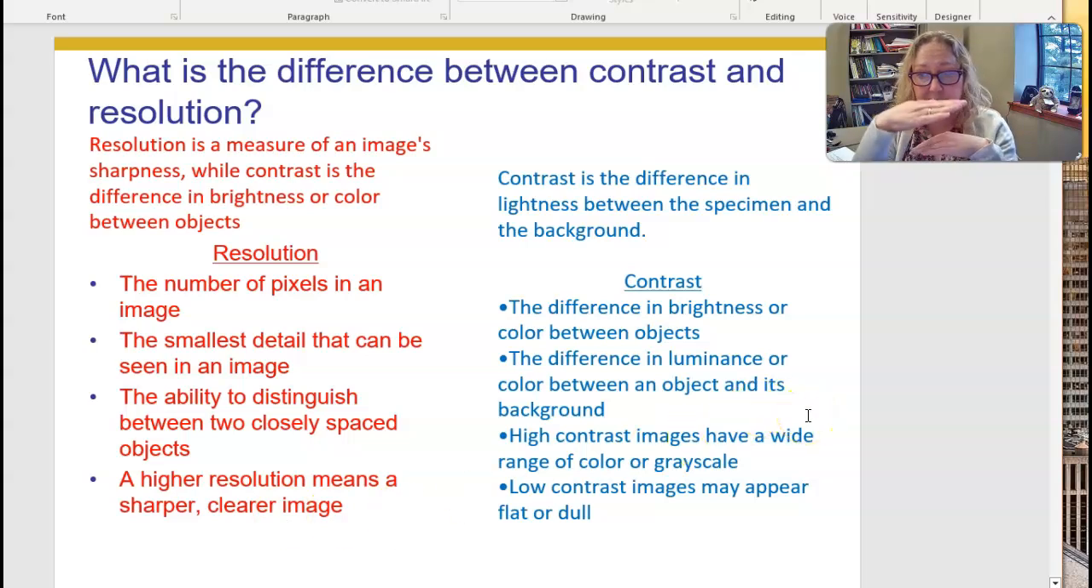Contrast is the difference between the light and the darkness. You can kind of see it, and you can see that it's different from something else, but it still is too light, too blurry up against the background. So that's the difference in the brightness or the color between the object and the background. High contrast images have a wide range of color or grayscale. You can see where there's more stain or less stain. And low contrast images feel dull.